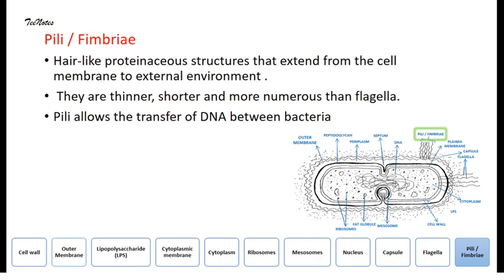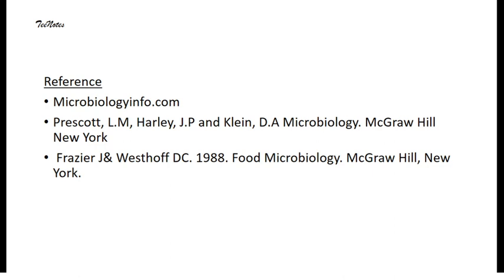So we have seen different areas in a bacterial cell. They were the cell wall, outer membrane, lipopolysaccharide, cytoplasmic membrane, cytoplasm, ribosomes, mesosomes, nucleus, capsule, flagella, and pili. If you want to read more about this, just go through these books.